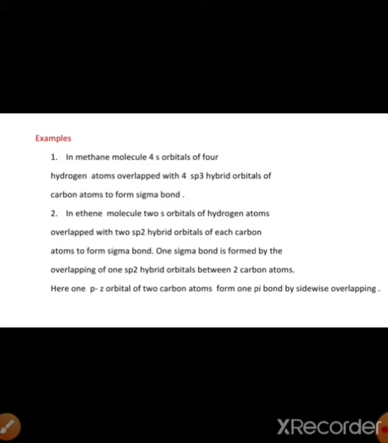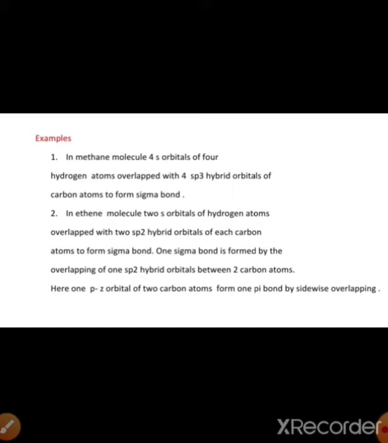Here 1 carbon atom has 2 hydrogen atoms, and the 2 s orbitals of hydrogen atoms overlap with 2 sp2 hybrid orbitals of each carbon to form sigma bonds. Now the 1 remaining sp2 hybrid orbital of carbon overlaps between 2 carbon atoms to form 1 sigma bond, and the 1 pz orbital that is left overlaps sidewise to produce 1 pi bond.